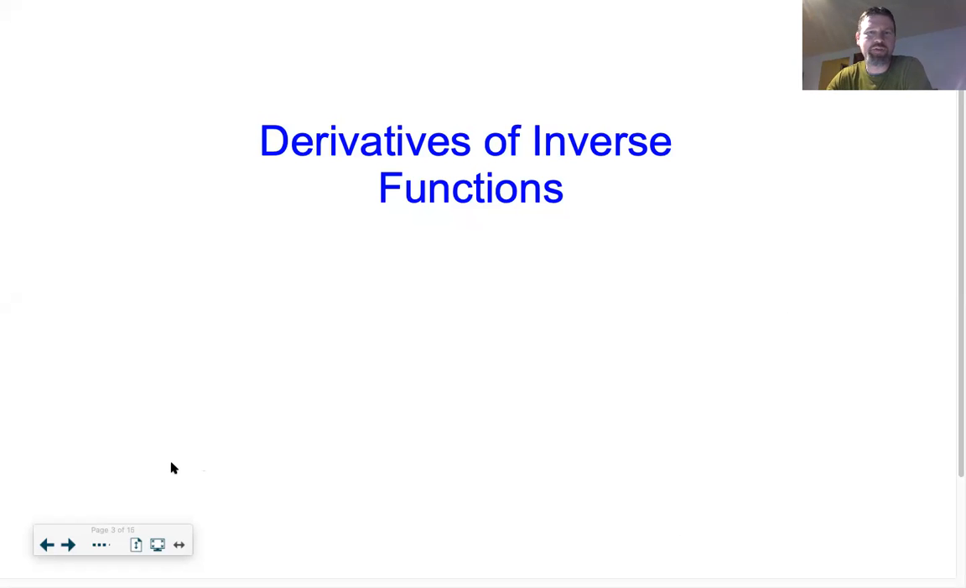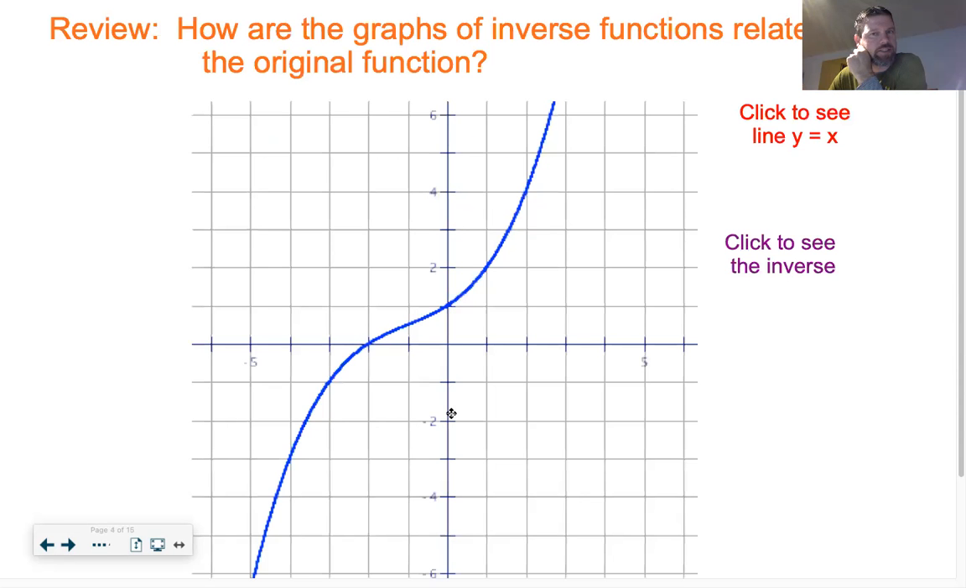Hey guys, derivatives of inverse functions is today's lesson. The last lesson was derivatives about some specific inverse functions, inverse trig derivatives. Now we're going to be talking about derivatives of inverse functions in general. Before we do that, we're going to have to remind ourselves about some properties of inverse functions. We're going to get started with that right now.